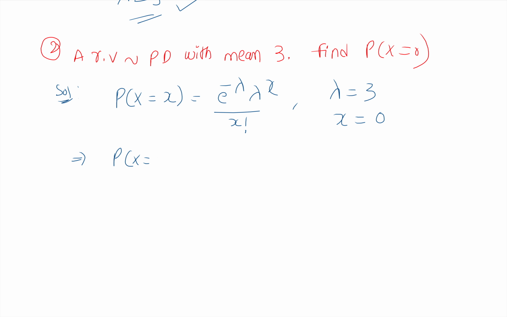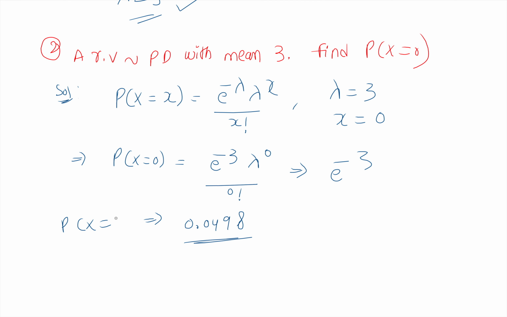Probability of X equal to 0 is e to the power of minus 3, lambda power 0 by 0 factorial. 0 factorial means 1, lambda power 0 is 1. So we get e power minus 3. The e power minus 3 value is 0.0498, which is our required answer.